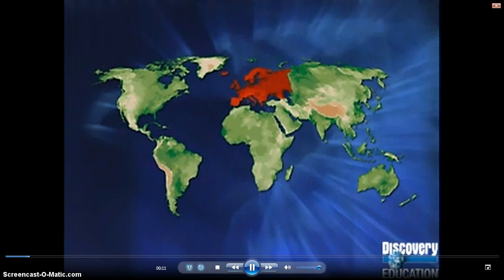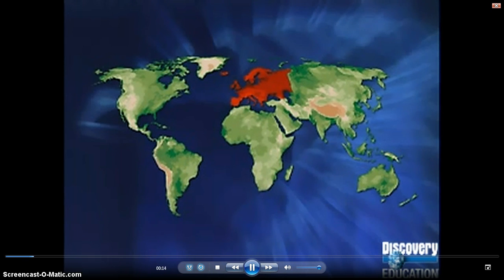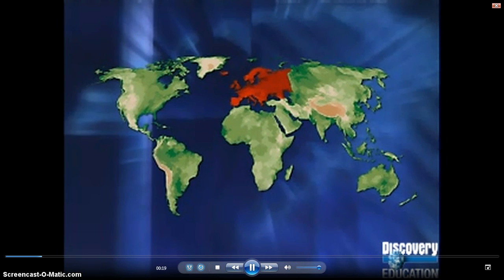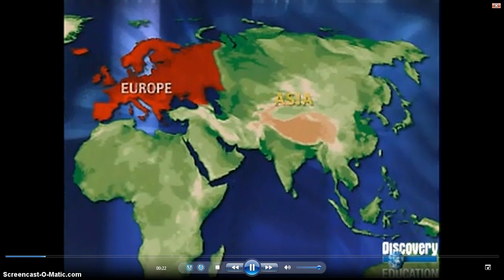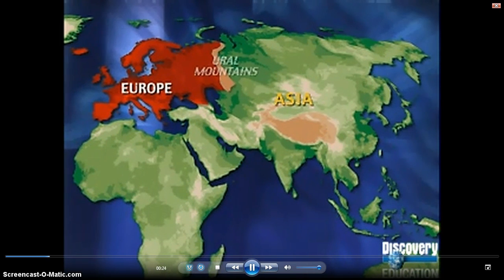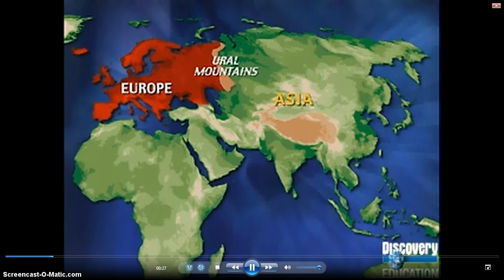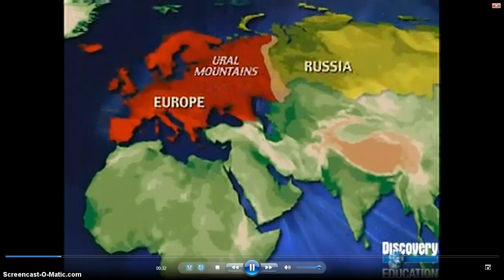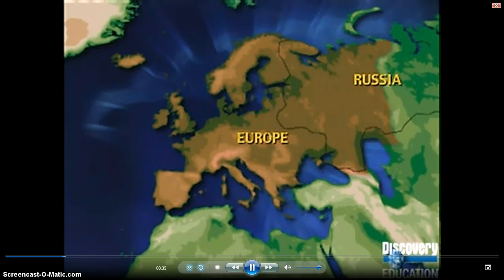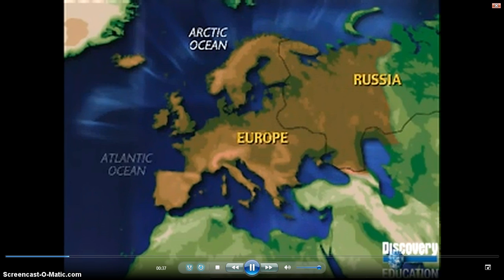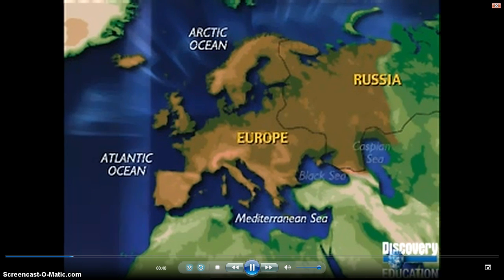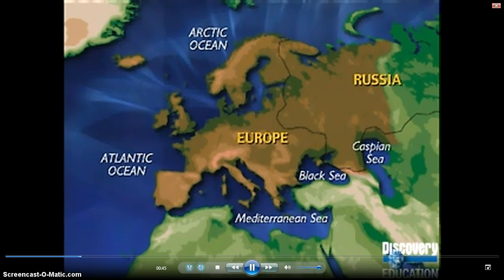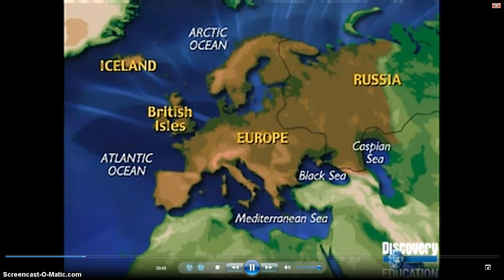Europe lies in the northern hemisphere, and it is the second smallest continent. The only continent smaller is Australia. Asia, the largest continent, and Europe occupy the same landmass. The Ural Mountains form the boundary between the two. Russia, the largest country in the world, spans both continents. Europe is bordered by water: the Arctic Ocean to the north, the Atlantic Ocean to the west, and the Mediterranean, Black, and Caspian Seas to the south. Europe also includes many islands, including the British Isles and Iceland.